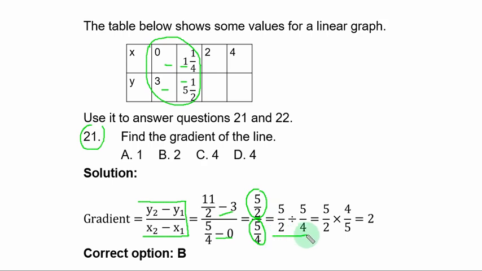And anytime you are dividing fractions, the division sign is always changed to multiplication, and the fraction at the right side is inverted. So you have 5 over 2 times 4 over 5. So we cancel 5, divide 4 by 2, you have 2. So B is the correct option.